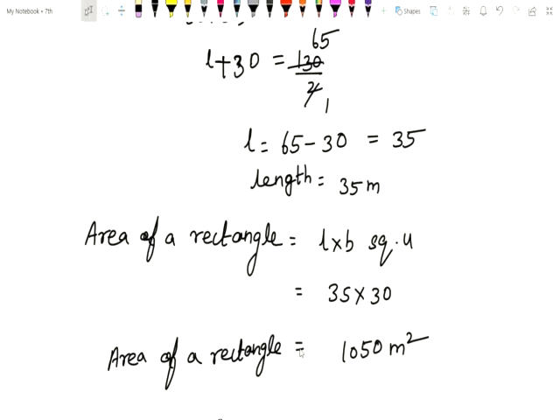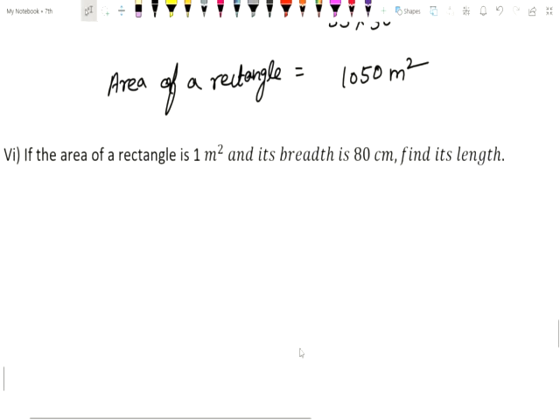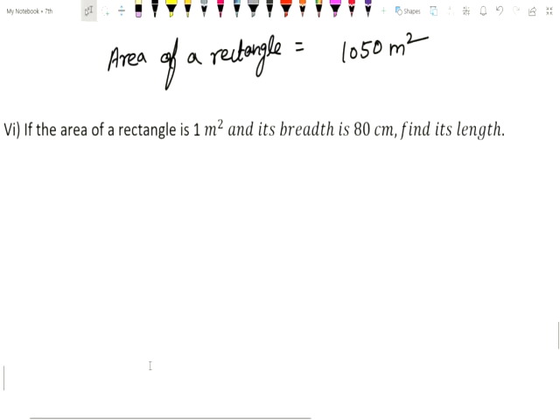See the next one. If the area of a rectangle is 1 meter square and its breadth is 80 centimeter, find its length. Okay. See here, area of a rectangle and breadth is given. We need to find out length. Before finding this, we need to see the unit, children.